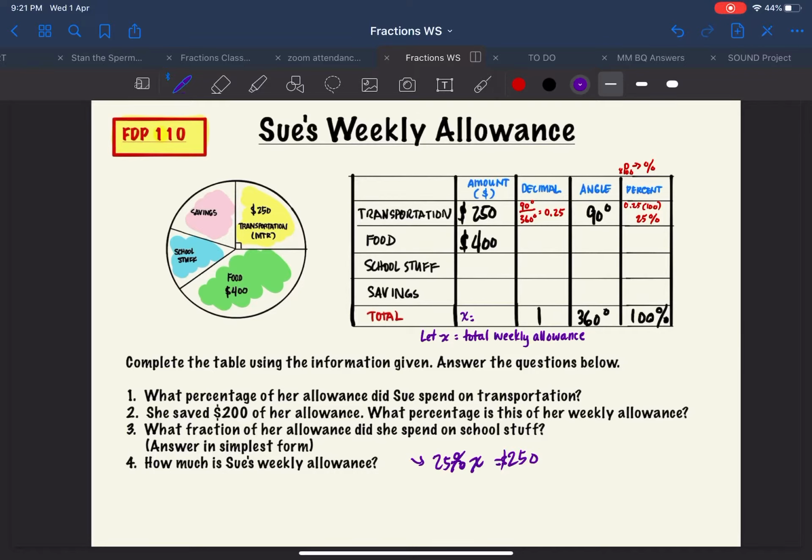Now you know you cannot multiply by a percentage, so we need to make it into a decimal. So how do we do that?